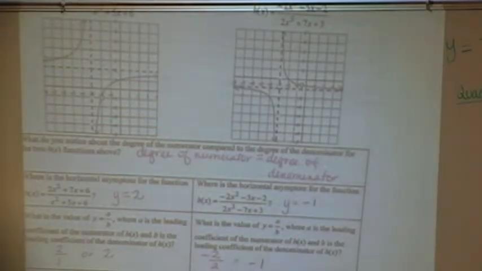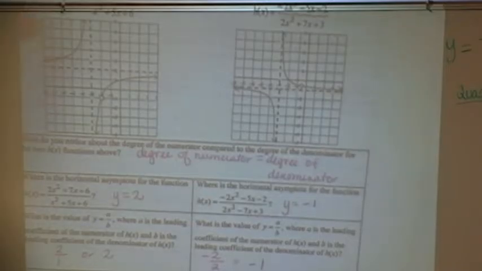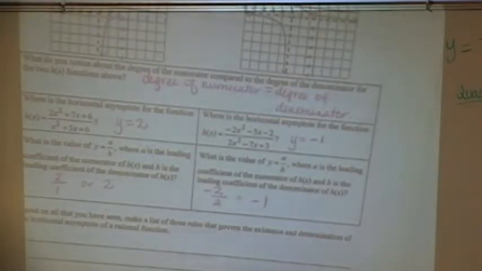Wow. Y'all remember doing that? Yes. We had a page called Tips to Finding Horizontal, and it was like a little flowchart thing.